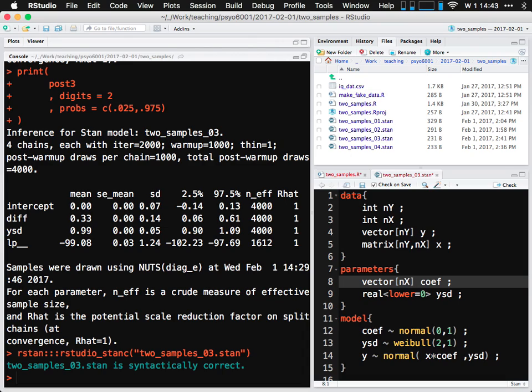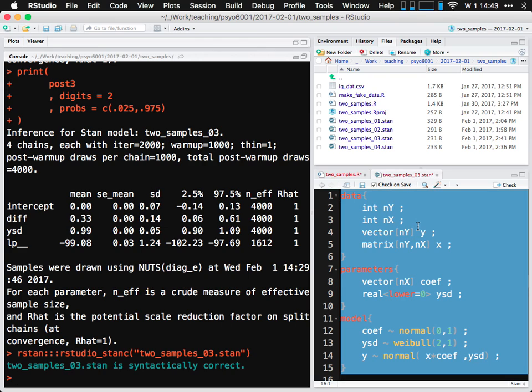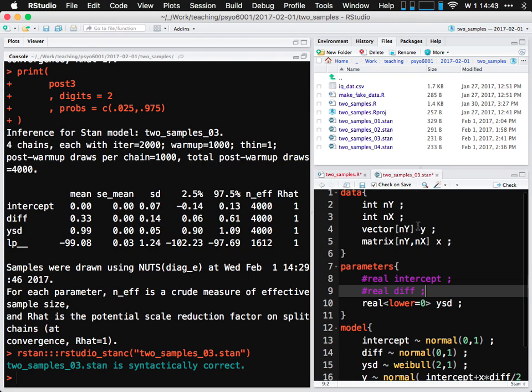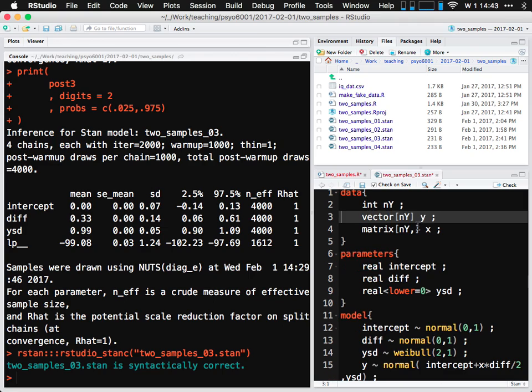Yeah, so this changed from the last model, I guess model 0. Oh shoot, I've been typing in 2 samples 03. Oh man. I'm going to copy this. I'm going to press undo until it goes back to what we had before.